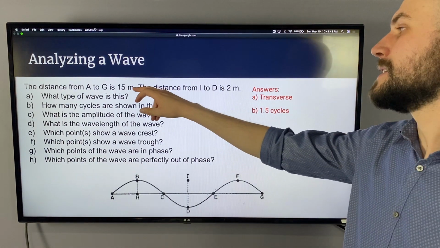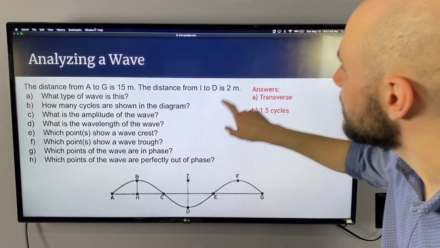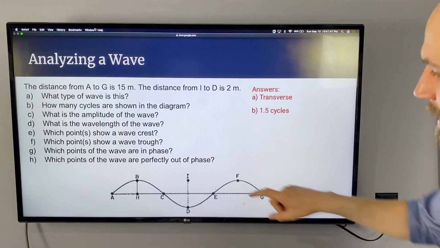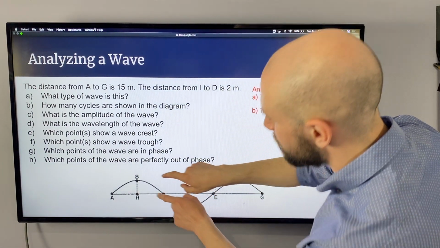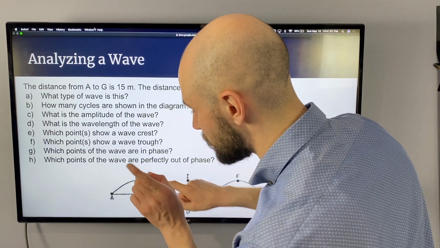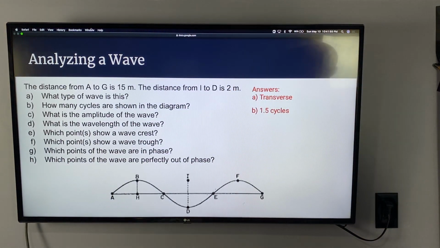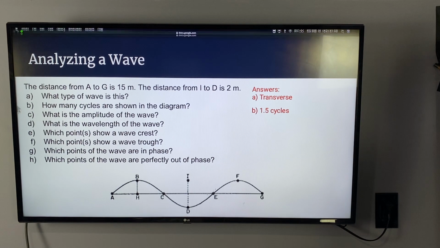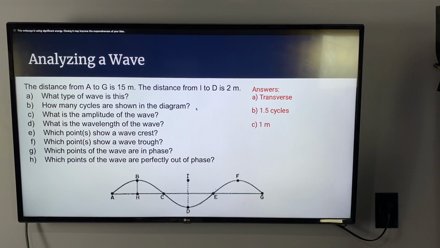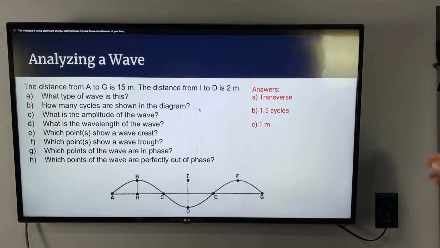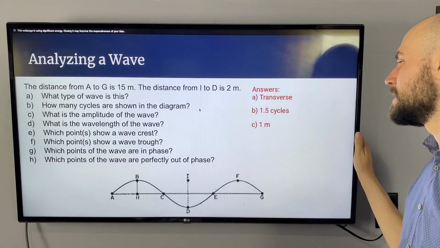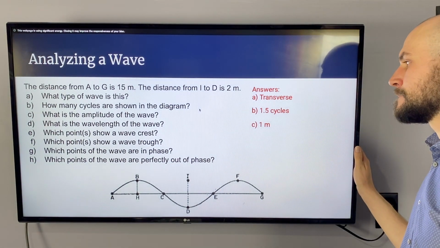Well, they told us that the distance from I to D is 2 meters. And if that's two amplitudes, then the distance from B to H, which is a single amplitude, has to be this divided by 2. The correct answer is 1 meter. The amplitude of this wave is 1 meter. Okay.